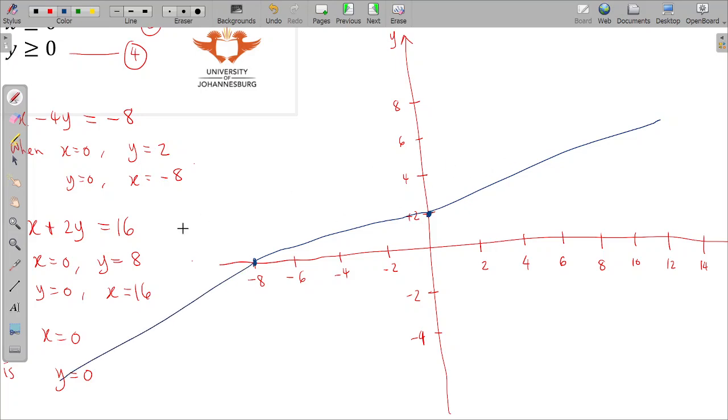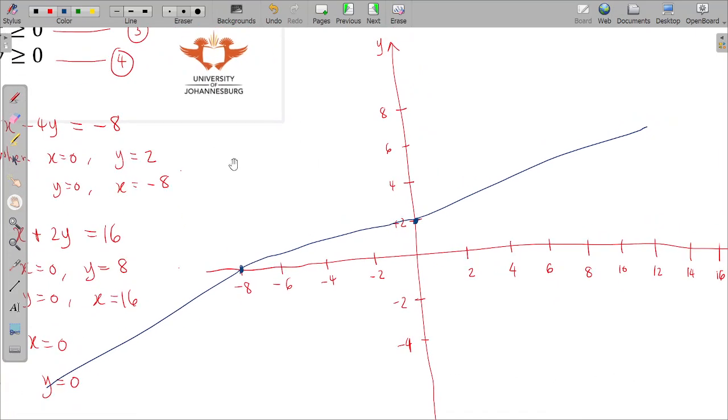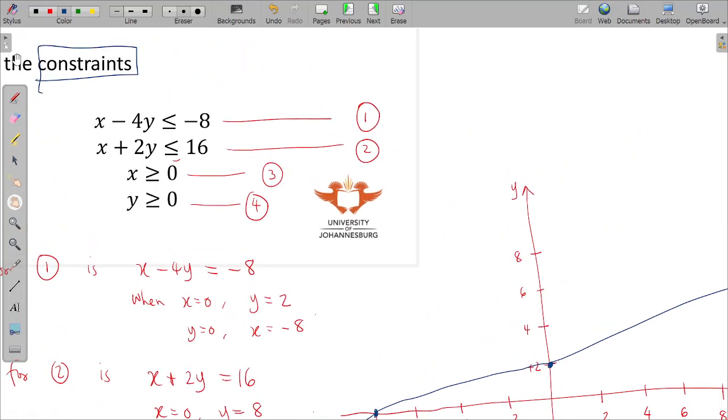Okay, so now I need to know where to shade. In order to get where to shade, I pick 0, 0, and I put it into my inequality as we have done before. Don't forget that. That will be 0 minus 0 less than or equal to minus 8. 0 less than or equal to minus 8. Is this true or false? This is false.